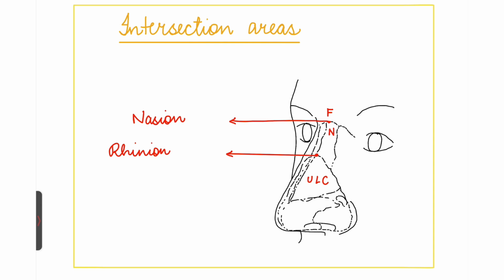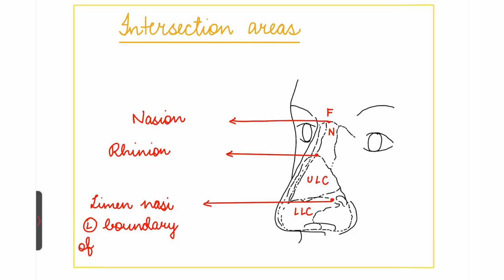Then, this is the lower lateral cartilage. The junction between the upper lateral cartilage and the lower lateral cartilage, this junction is known as the limen nasi. Limen nasi also forms the lateral boundary of the internal nasal valve.